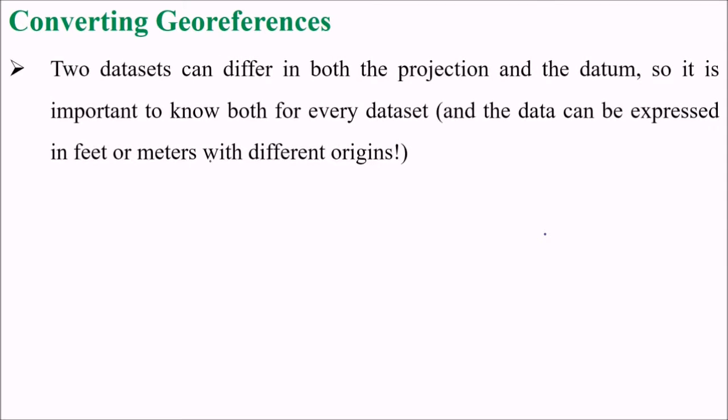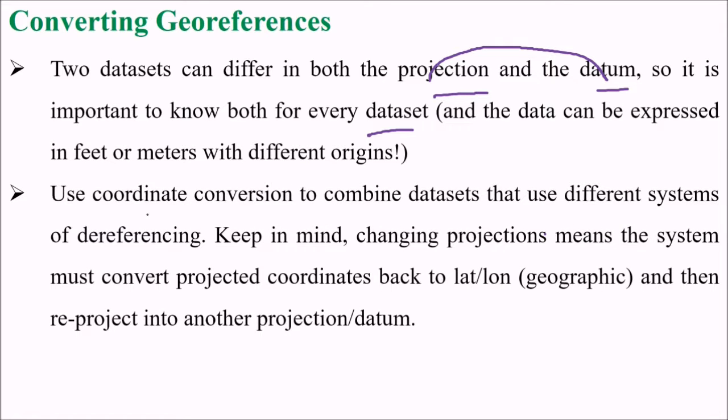Now, converting georeferences. Two datasets can differ in both the projection and the datum. So it is important to know both for every dataset. That is, you need the datum also, you need the projection also. And the data can be expressed in, say, feet or meters with different origins. So we need to use coordinate conversion to combine these datasets that use different systems of georeferencing.